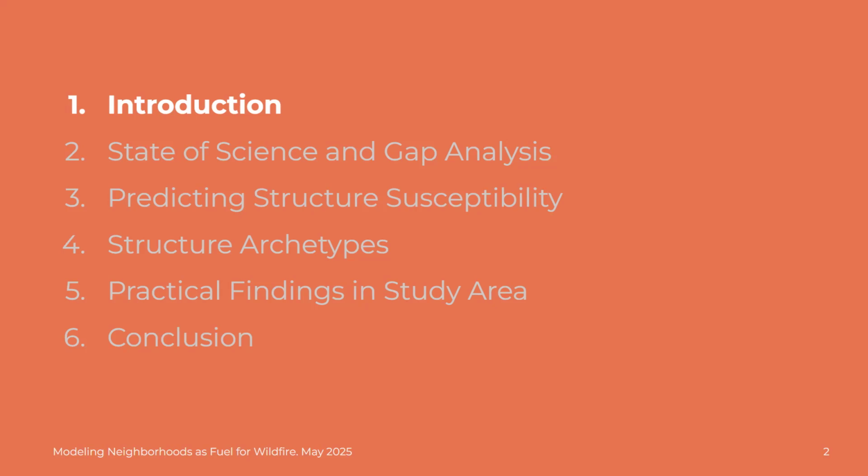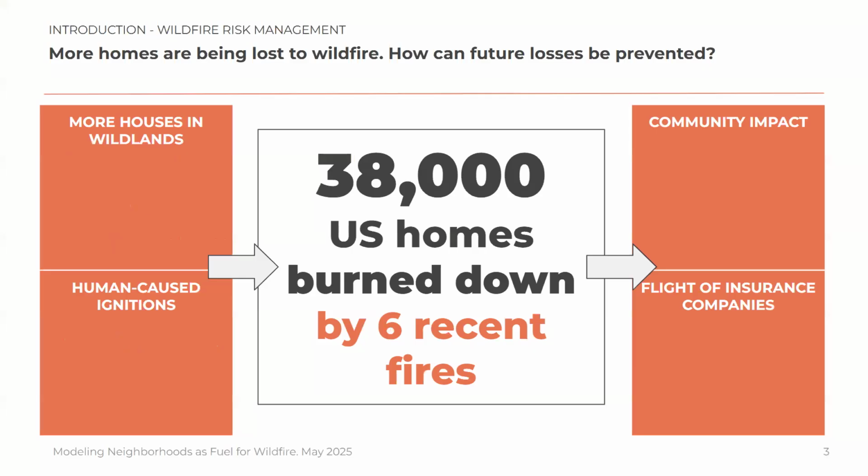My research was predicting structure susceptibility using a remote sensing method of characterizing features of the built environment as fuel for wildfire, using a machine learning model to predict field assessments, and then using unsupervised learning to create structure archetypes with clusters of different homes. I'm also going to go over some practical findings from the study area of Ouray County, Colorado, and I'll wrap it up with some closing remarks.